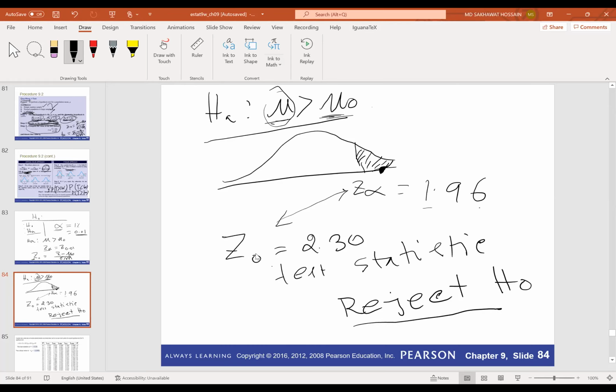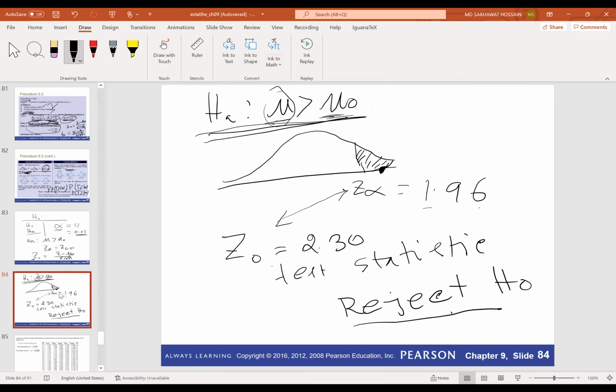When we fail to reject the null, that's when we cannot conclude the alternative. That's when we do not have sufficient evidence to conclude that the population mean is greater than the value mu0. Yeah, that's the critical value approach.